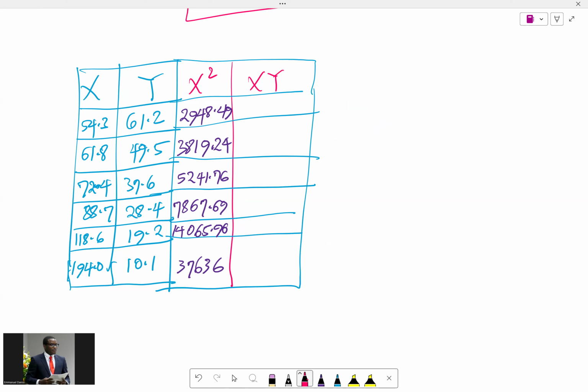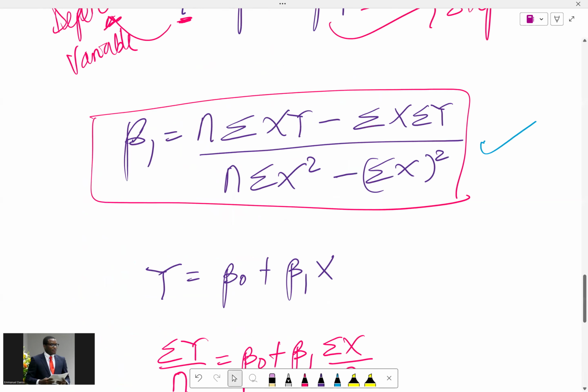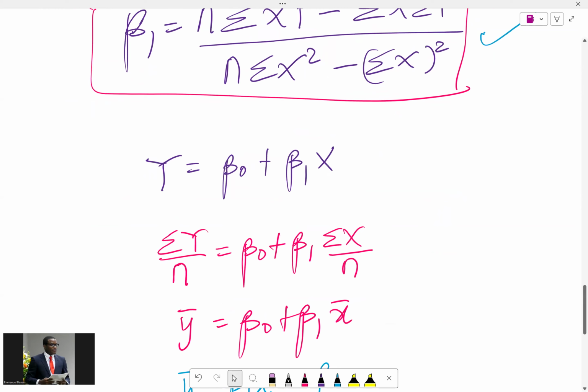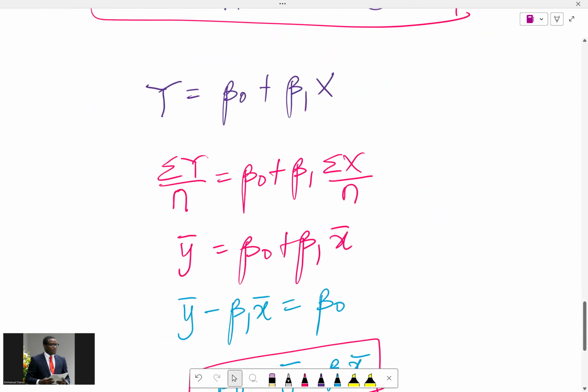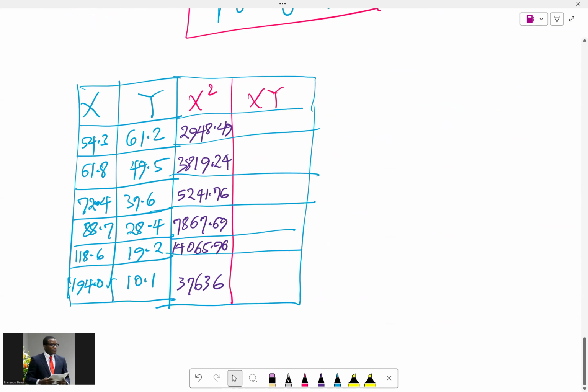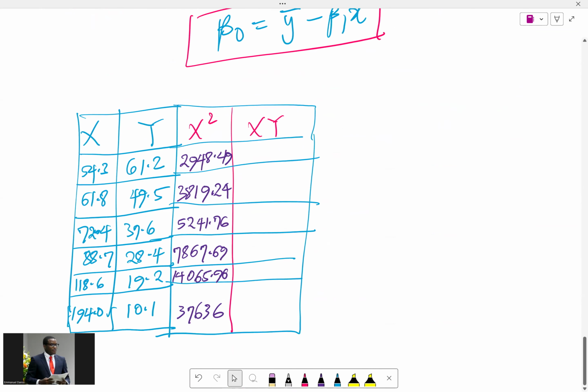Which is xy. Now we are doing all of this based on the formula we need to use. We need the summation of xy. So that means we need to multiply x and y and sum up all of that. We need summation of all of x. We already have x. We need summation of all of y. We already have y. Then we need the summation of x squared. That is what we just found. Then we need the summation of xy. Summation of x is already there. So summation of xy is next. So let's go very carefully to see how that works.